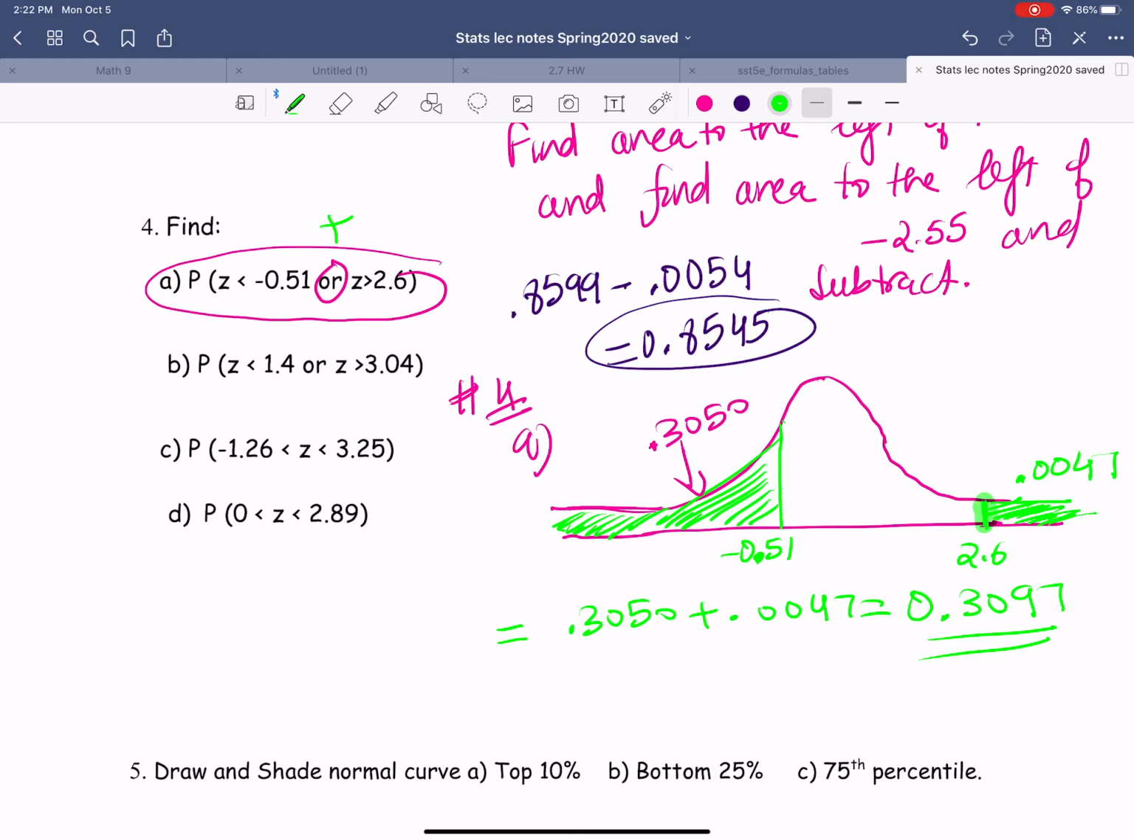Now, the next one I am not going to work out, but I'm going to have you do it by yourself. So do it and check with me. It's going to turn out to be 0.8956. Okay, now let's look at part C here because that's slightly different. How does part C turn out to be? For part C, we are looking for the area.